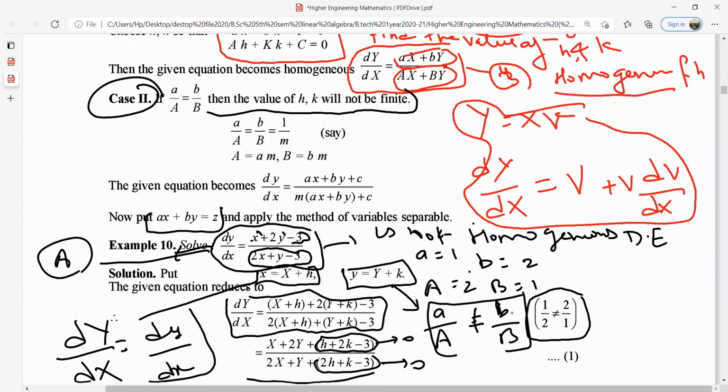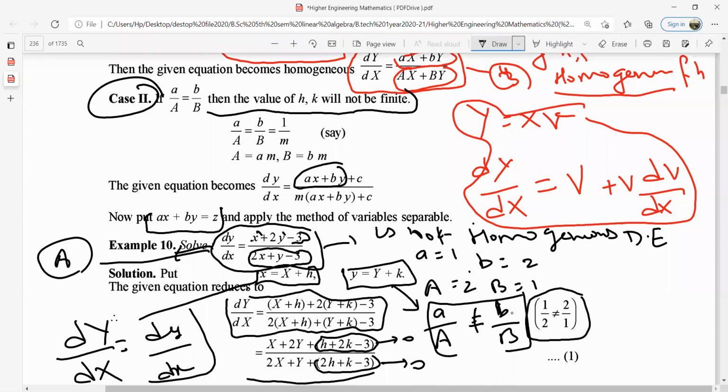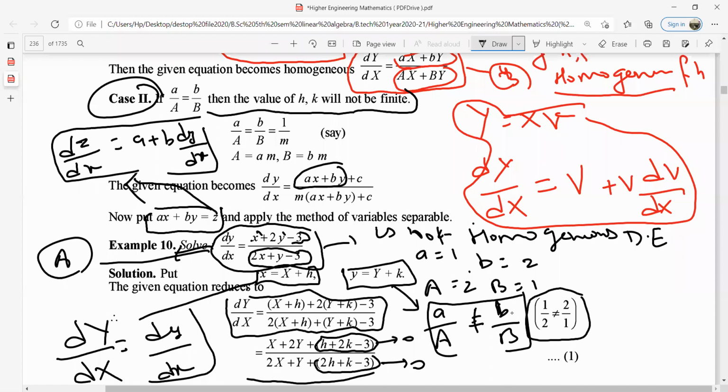We let this portion equal directly to another variable z. Just remember. After that, differentiate this also with respect to small x. So here we find del z upon del x equal to a plus b dy by dx. This is another expression you have to remember. Let ax plus by equal to z. After that, differentiate with respect to x. We get this expression also.